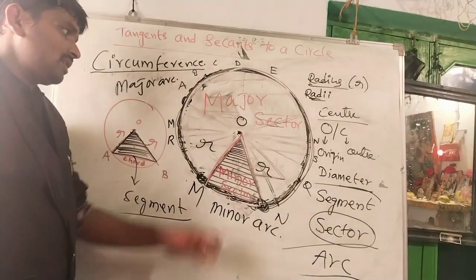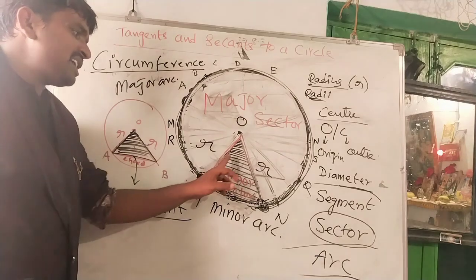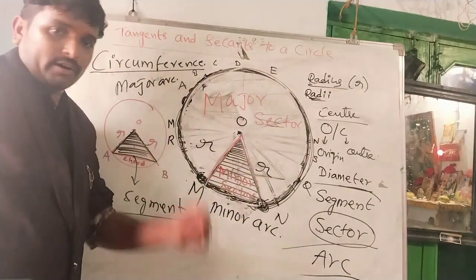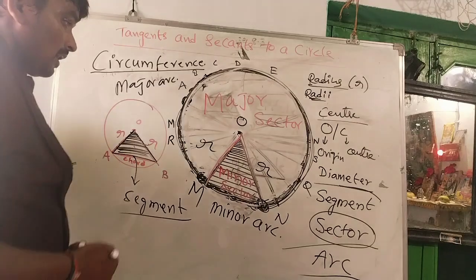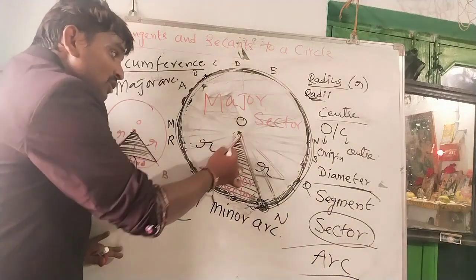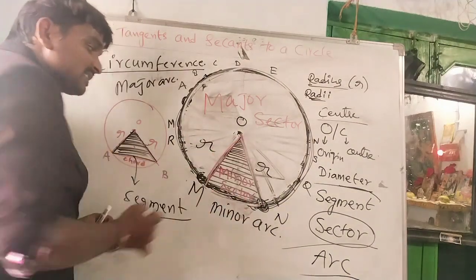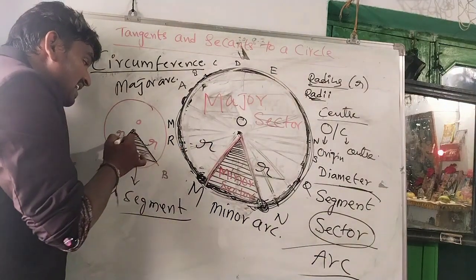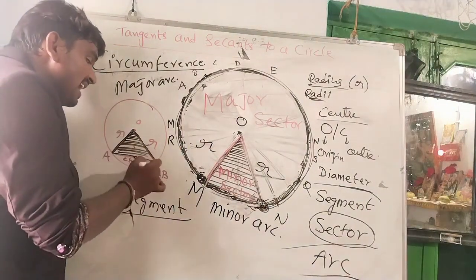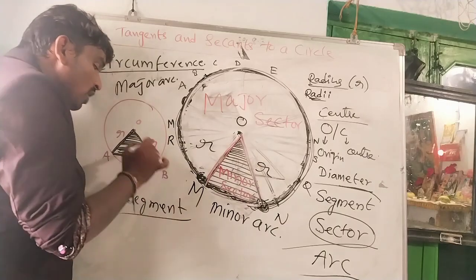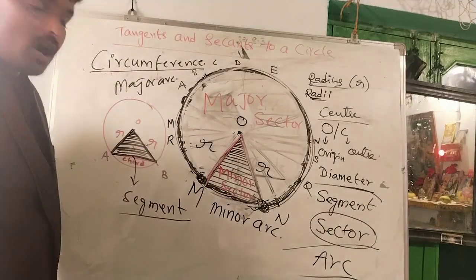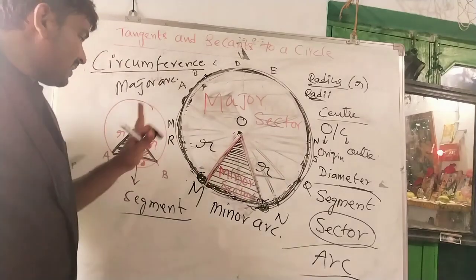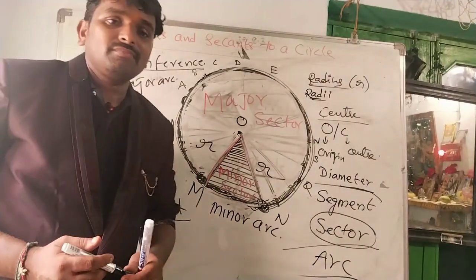Very simple. The area between two radii and one arc is called sector. The area between two radii and one chord is called segment. That is the difference between a sector area and a segment area.